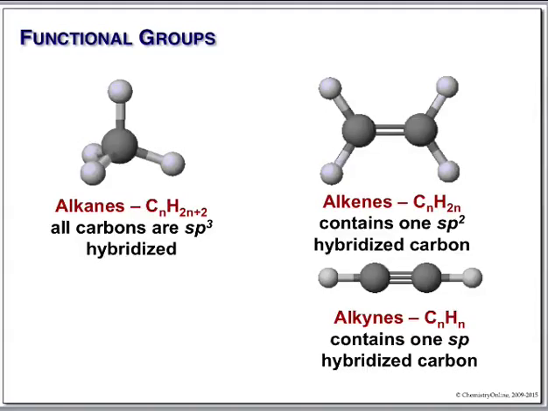If we have only single bonds, we'll call this an alkane. All carbons are sp cubed, they're all tetrahedral. All alkanes will have n carbons and 2n plus 2 hydrogens. An alkene will have a carbon-carbon double bond. It has at least one sp squared carbon. Again, trigonal geometry. And alkynes, linear geometry, two pi bonds, one sigma. This is called an alkyne.